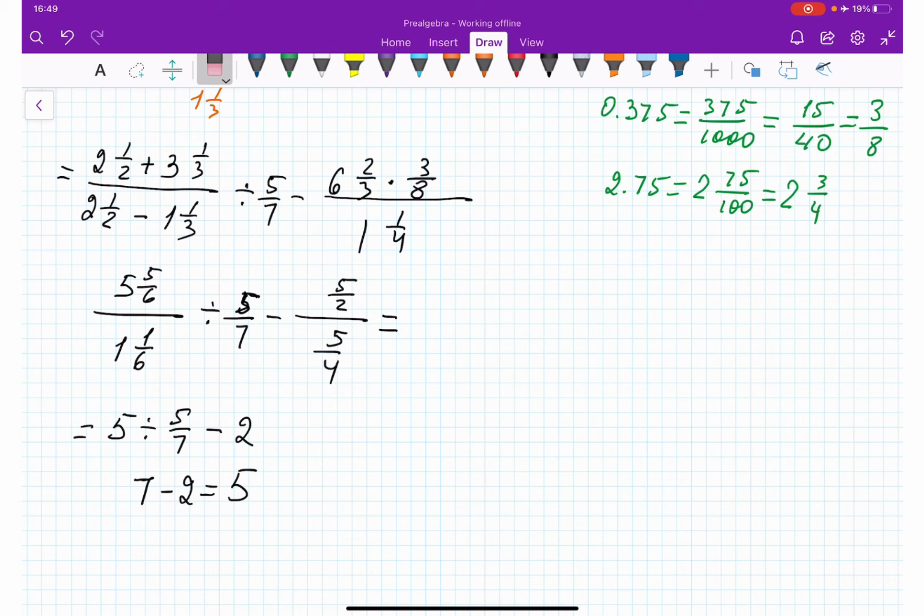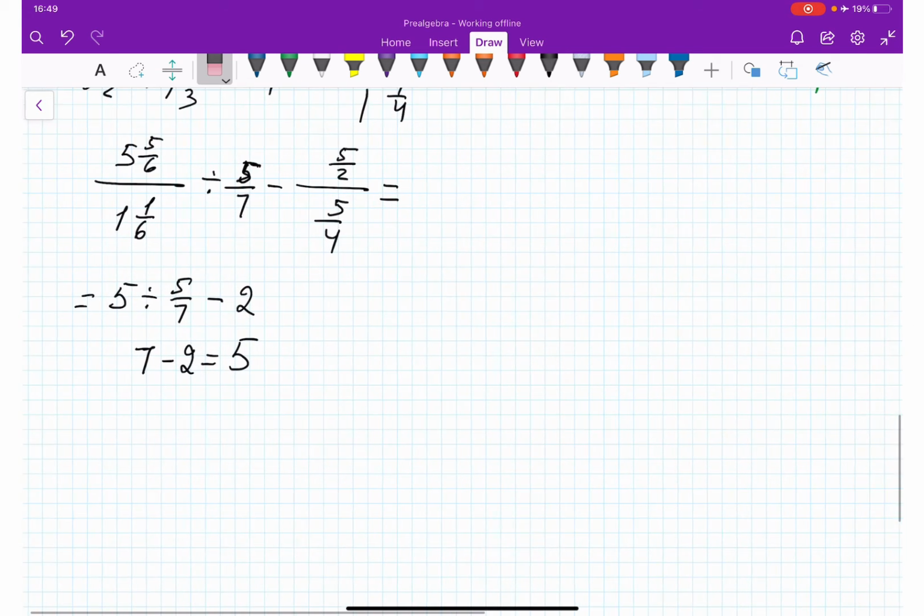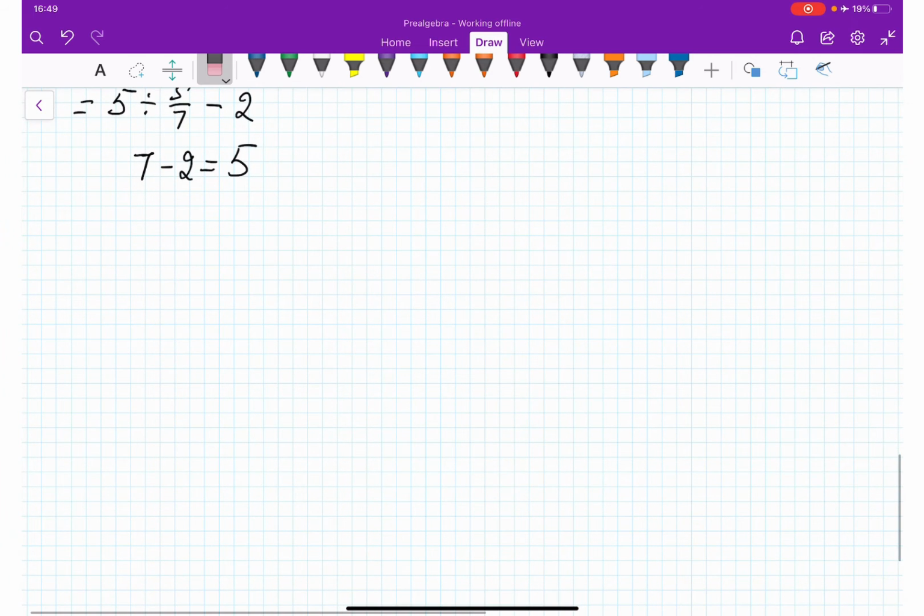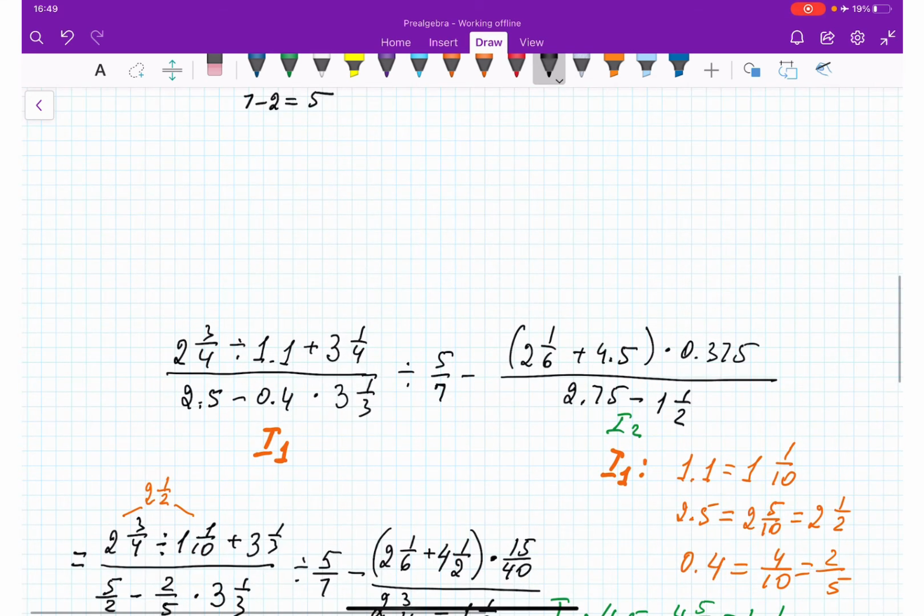Okay, moving to the next one. Let's see what we have next. We are going to solve the following. So 0.4, put number 2. I can put here number 1.